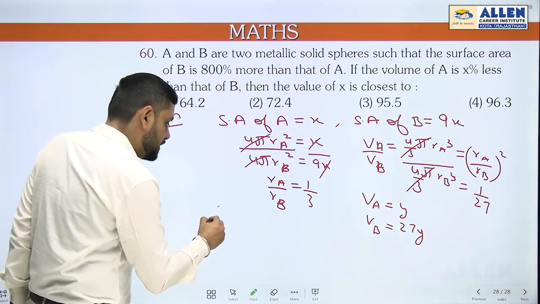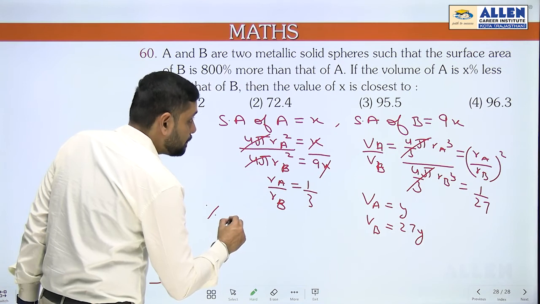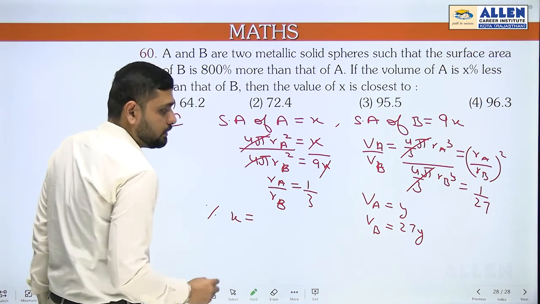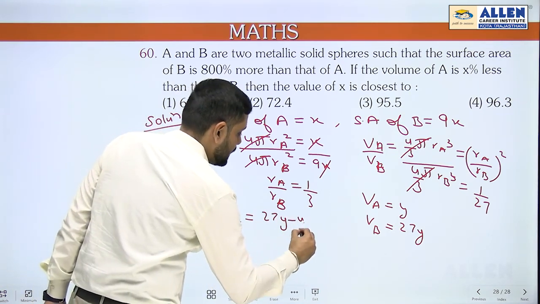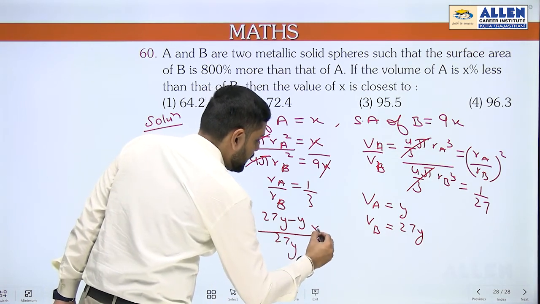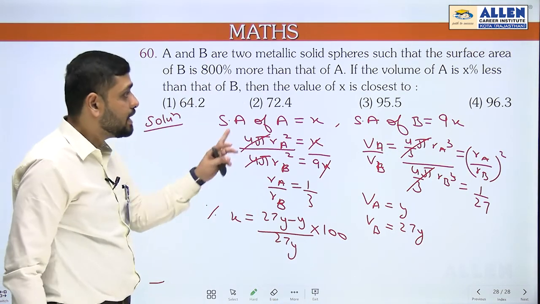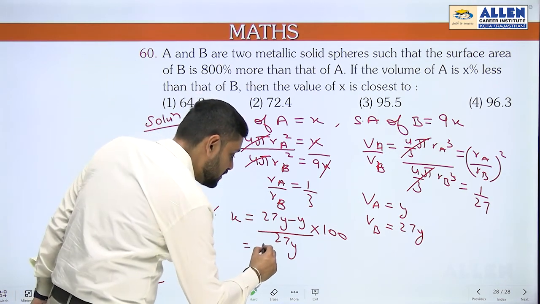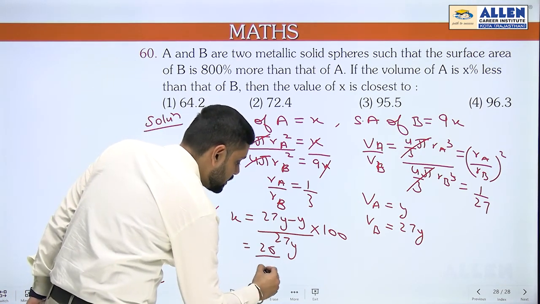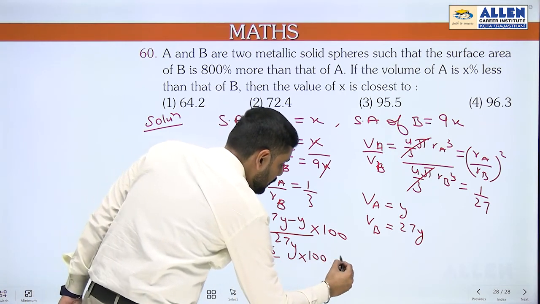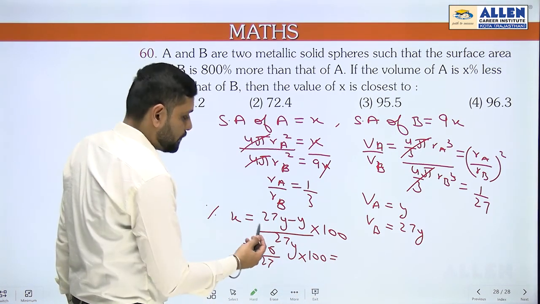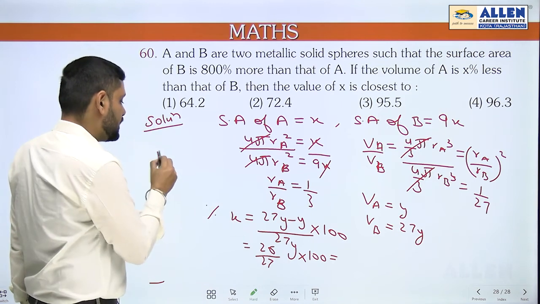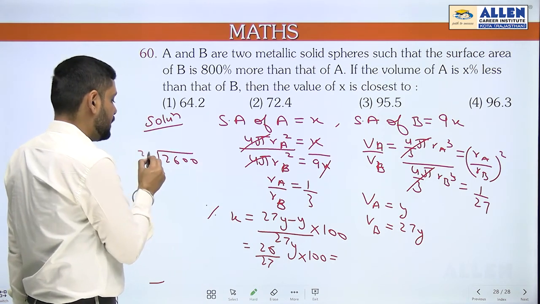So it means the percentage less, x%, will be what? 27y minus y upon 27y into 100, because A is x% less than B. So that's why we have done it like this. If we simplify, y will get cancelled, 26 by 27 into 100. After simplification, what we will get? We'll get 2600 divided by 27.